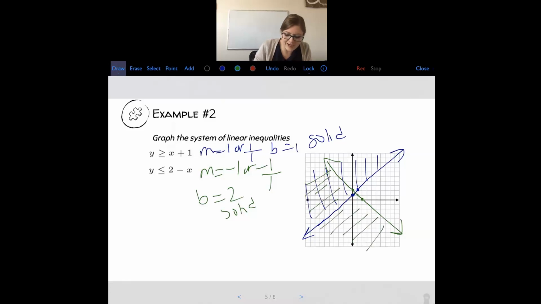So where they overlap are all of the ordered pairs that will satisfy both inequalities, or satisfy the system. Okay, so again, I'm going to draw it in red. This is the part that you would shade. The other shading, just the blue and just the green, are just part of the work in order to get to the final answer.